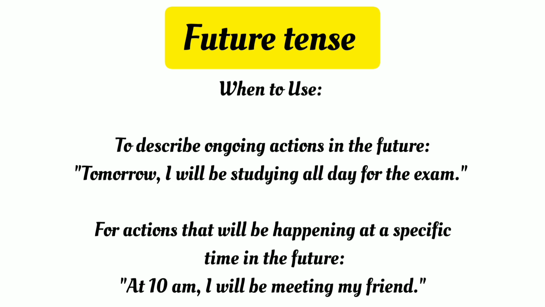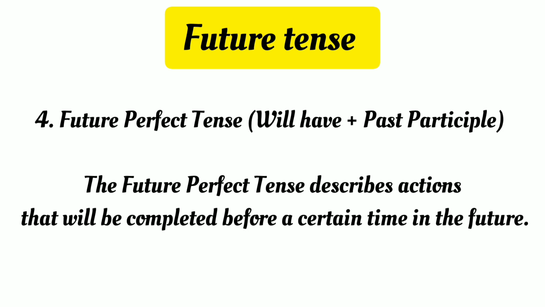When to use: to describe ongoing actions in the future. Tomorrow, I will be studying all day for the exam. For actions that will be happening at a specific time in the future: at 10 a.m., I will be meeting my friend. 4. Future perfect tense: will have plus past participle.